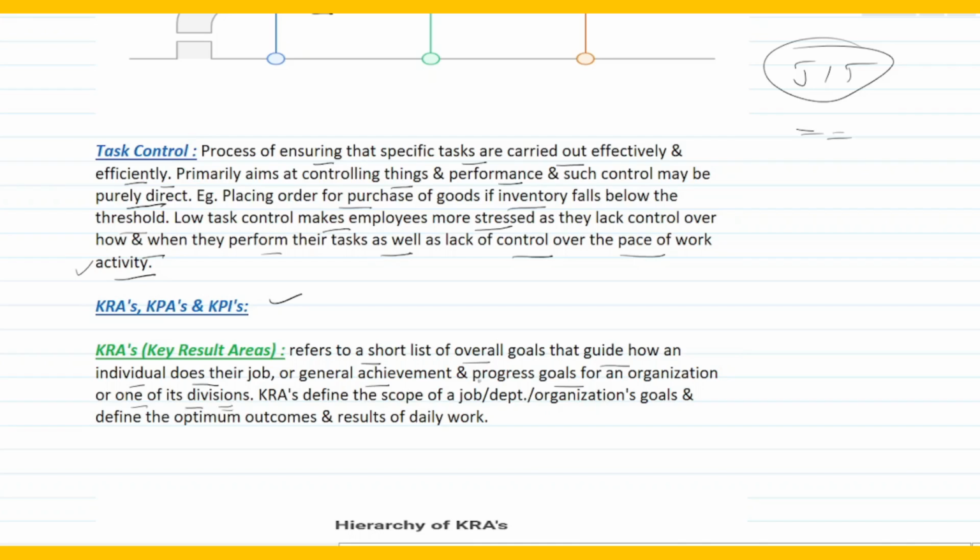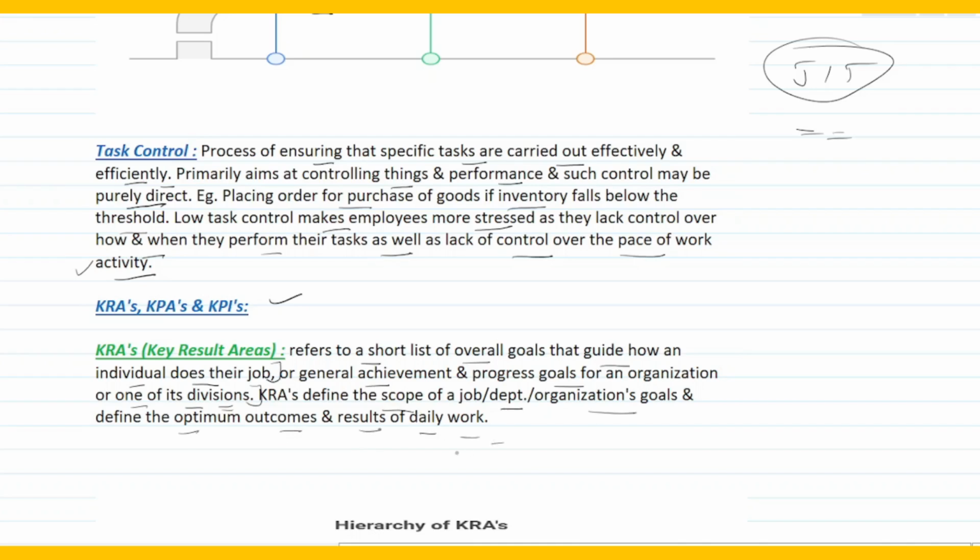Fine. So it refers to a short list of overall goals that guide how an individual does their job, or general achievement and progress goals for an organization or one of its divisions, right? So till there you can remember as one point. This becomes your second point. KRAs define the scope of a job, department or organizational goals and define the optimum outcomes and results of daily work.